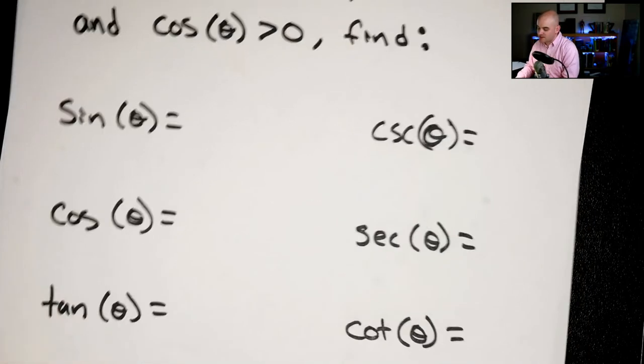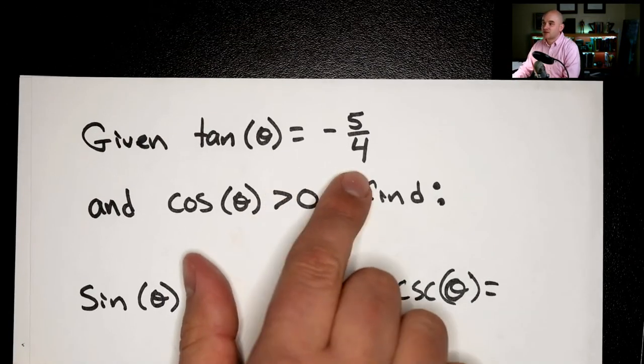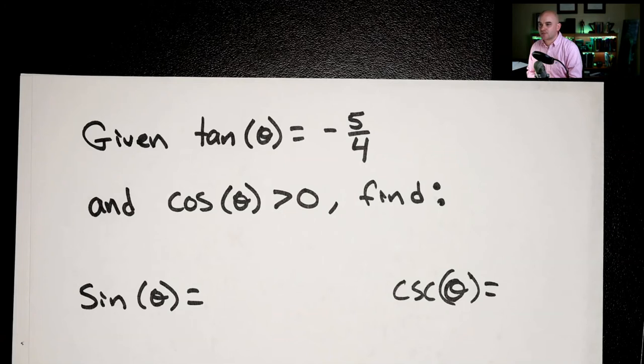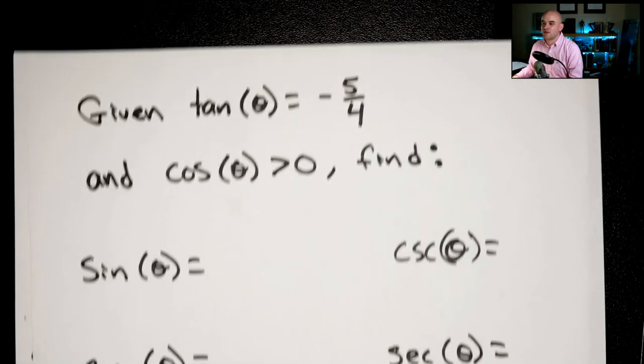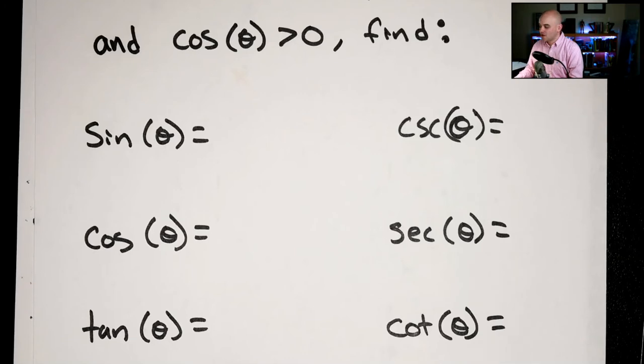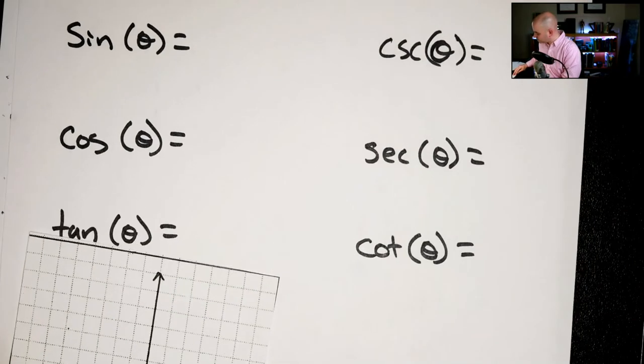So here's a problem. It says, let's suppose the tangent is equal to negative 5/4. And then it says the cosine is greater than 0. Find those 6 trig values there. I'm going to start by graphing this out. Now notice, I'll do 2 different graphs here.